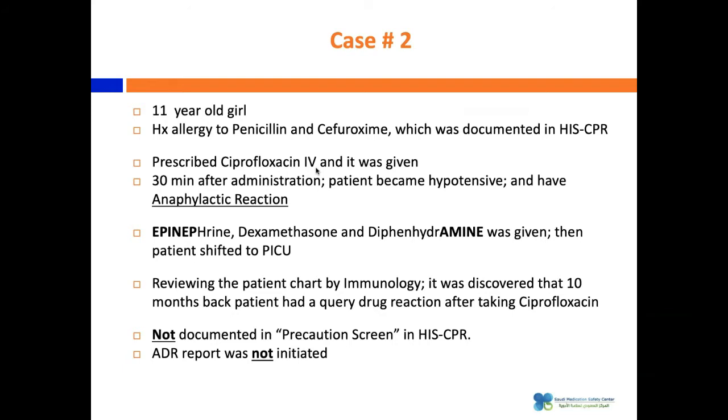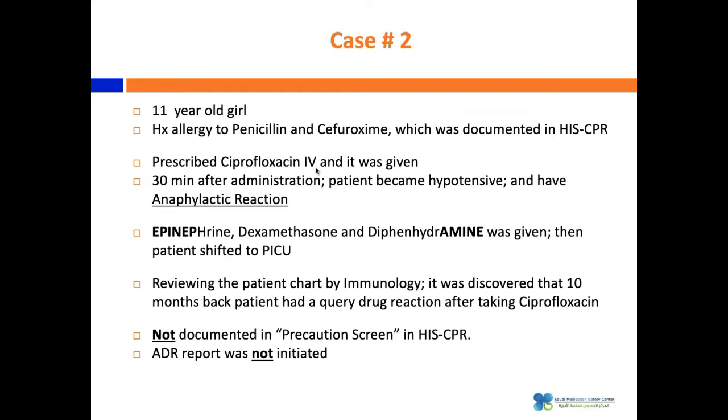The patient was not educated by the junior resident who discovered this reaction. The junior resident wrote in the progress note "query ADR", which is not enough. An ADR report through the hospital safety reporting system was not initiated. So you see how important documentation is.